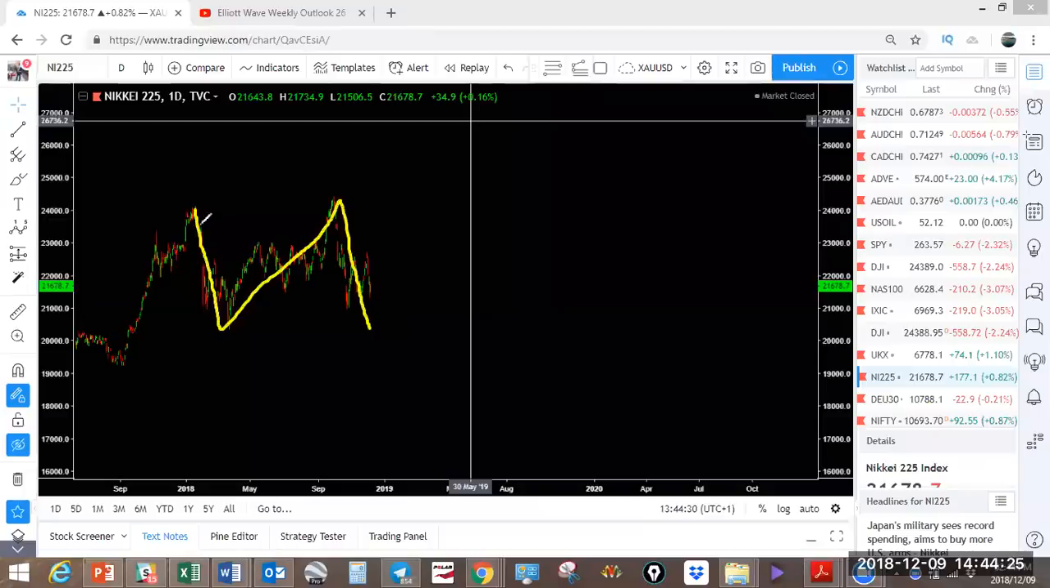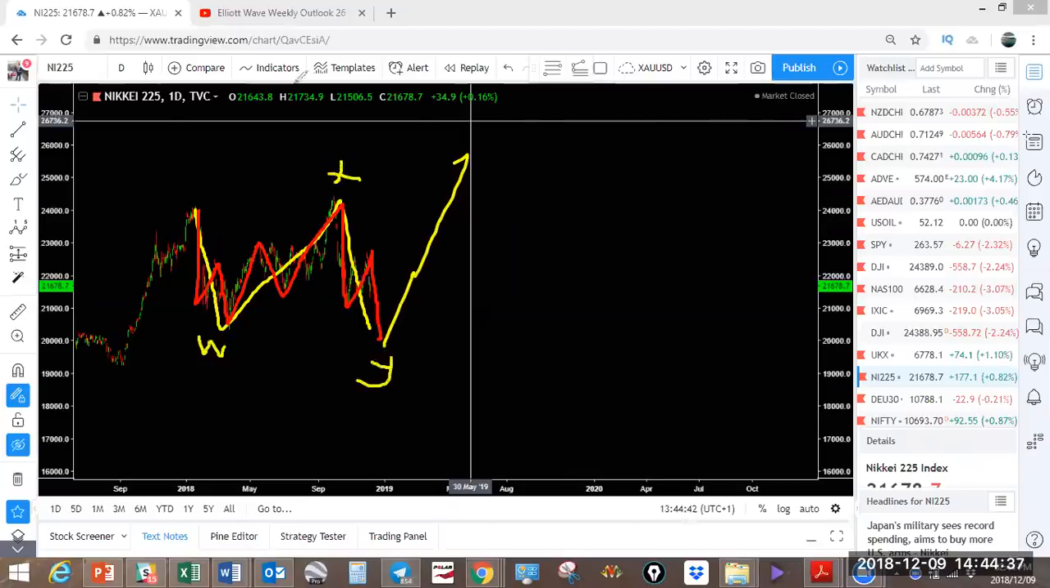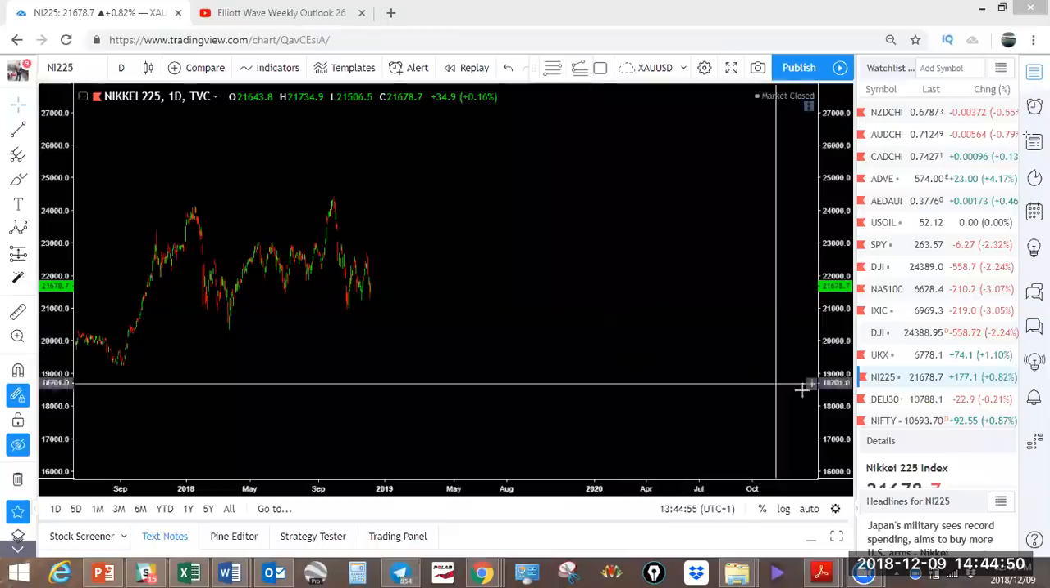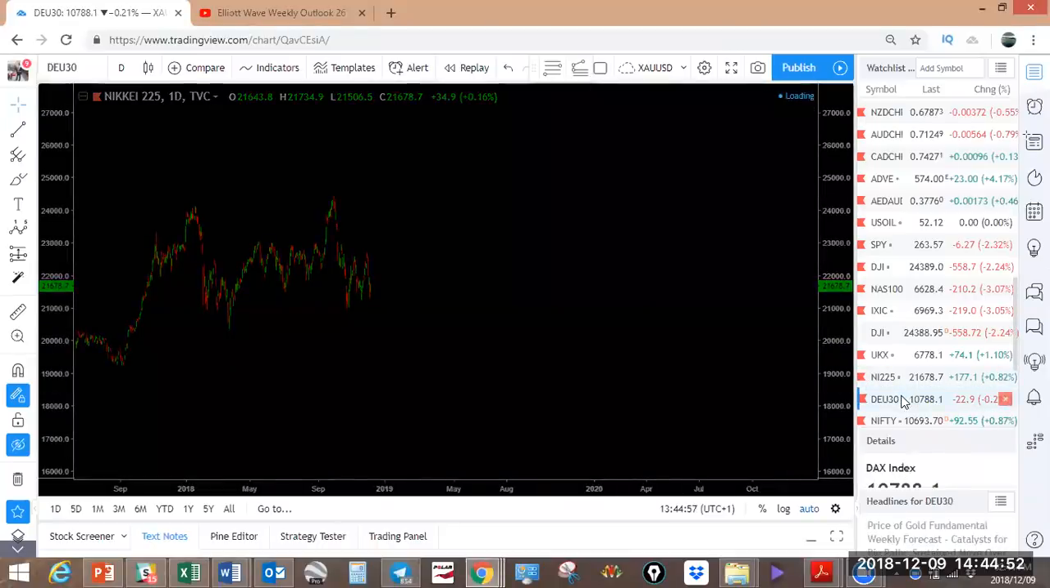Internals here, you've got 1, 2, 3 down, 1, 2, 3 up, 1, 2. We're expecting this 3, and then a move to the upside. What does that do? WXY structure. Internally, if you want, you can put in letters here again. WXY, WXY structure for the move to the upside. So we're still looking downside on the indices. No changes from last week.